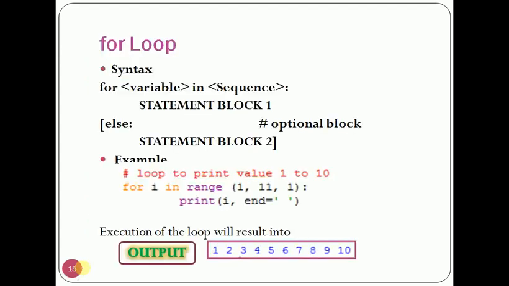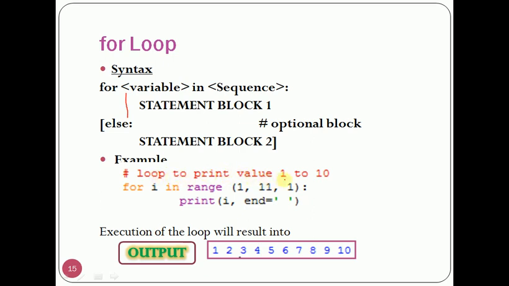Now let's come to our for loop. A for loop starts with the keyword for, all in small letters, then a variable, then the in keyword, and then you have to mention a sequence, then the colon. Then the statements of the for loop can be written after this. Then an optional else statement is there, as in the case of the while loop. So how does it work? Let's see this example.